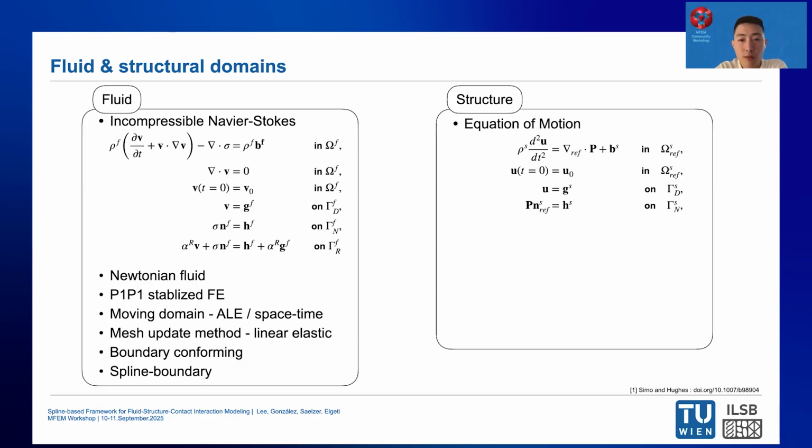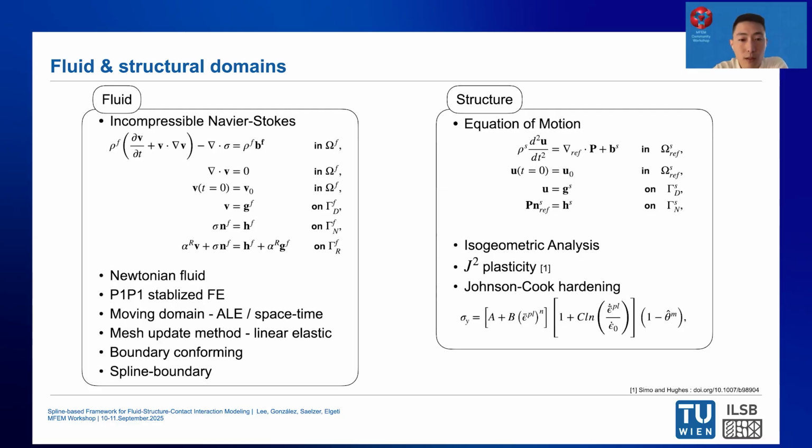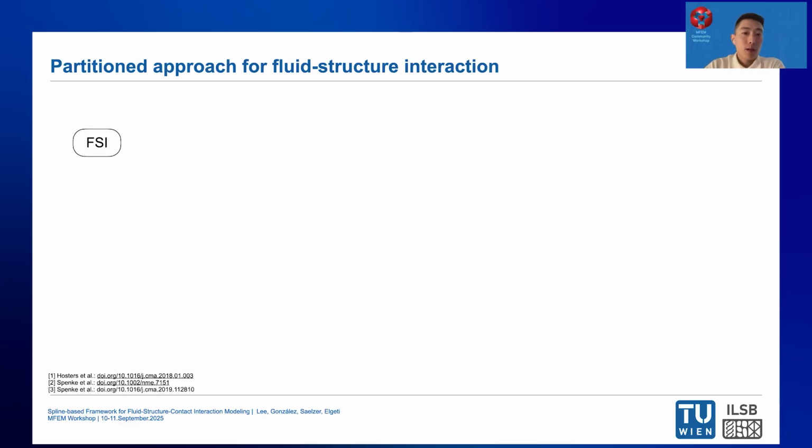For structure dynamics, we have the equation of motion with IGA or NURBS discretization. And here, the metal's behavior is modeled using J2 plasticity and the Johnson-Cook hardening law. Utilizing these two individual solvers, one for fluid and one for structure, we couple them using a partitioned approach.